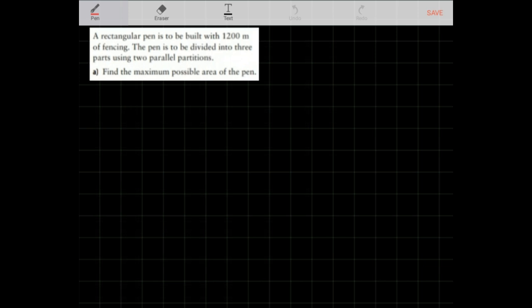Okay, so assuming that the pen is completely surrounded, in red I'm just going to include the fencing. And we also have the pen divided into three parts using 2 parallel partitions, so let's assume that these are the 2 parallel partitions. If you want to find the maximum possible area of the pen, I'm going to let W represent the width, and I'm going to let L represent the length.